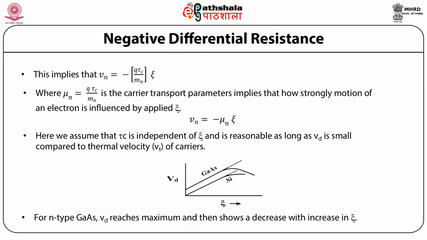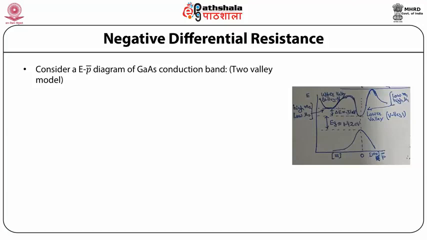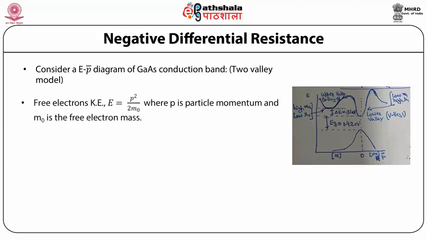higher energy satellite valleys. Consider an E-P bar diagram of the gallium arsenide conduction band as shown in this figure, that is the two-valley model. For free electrons, kinetic energy E is equal to P square by 2 m naught, where P is the particle momentum and m naught is the free electron mass.